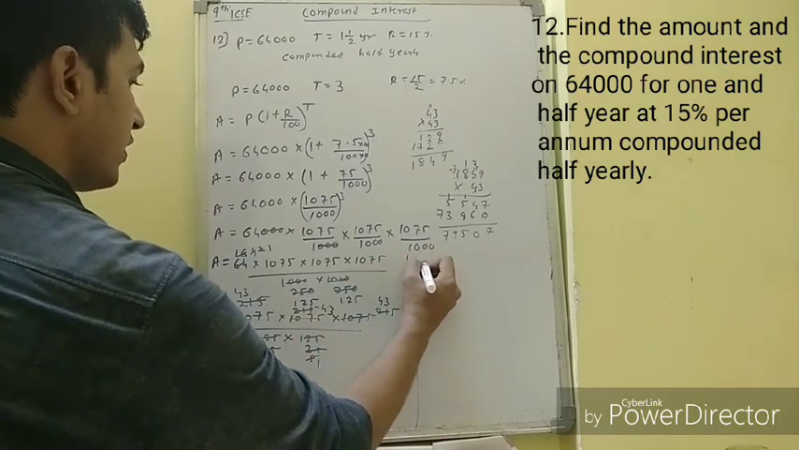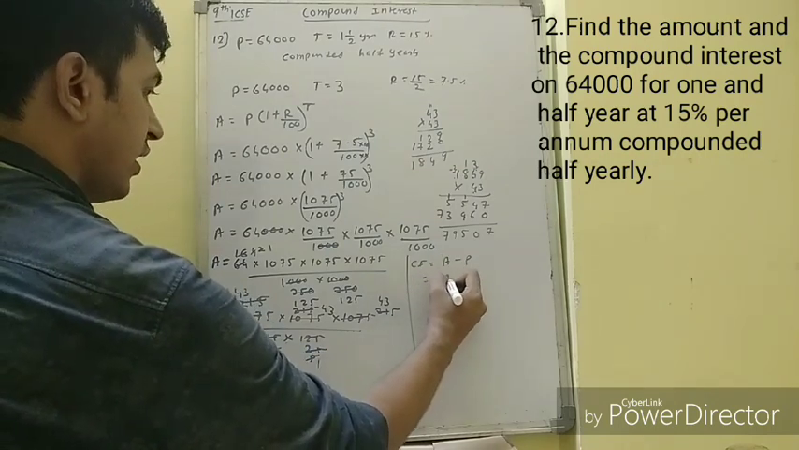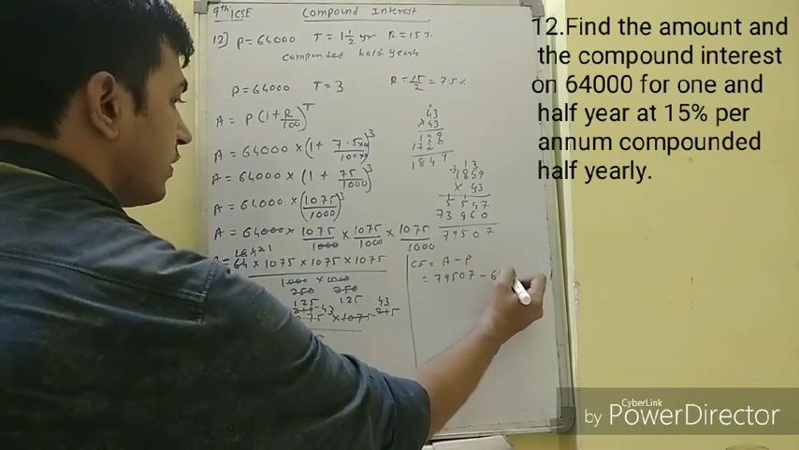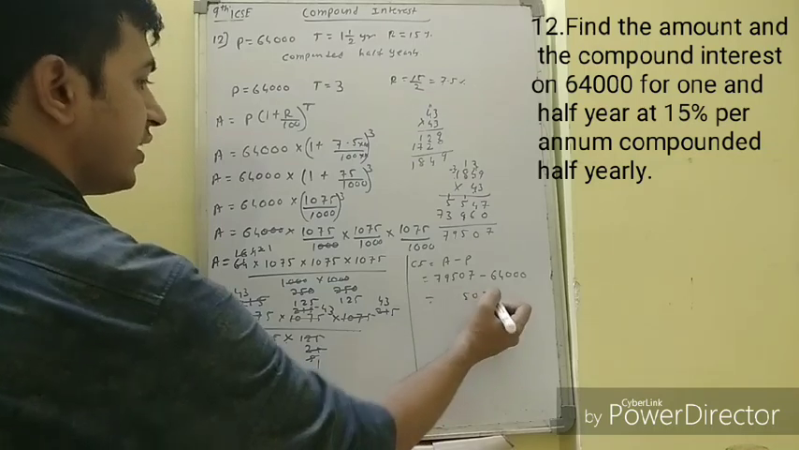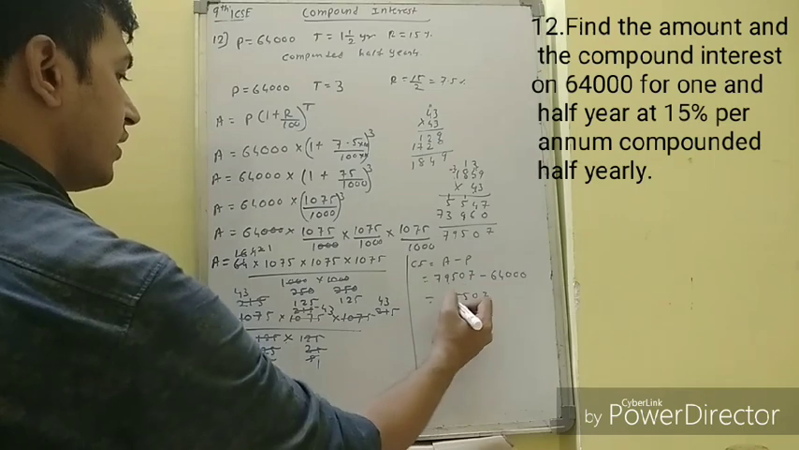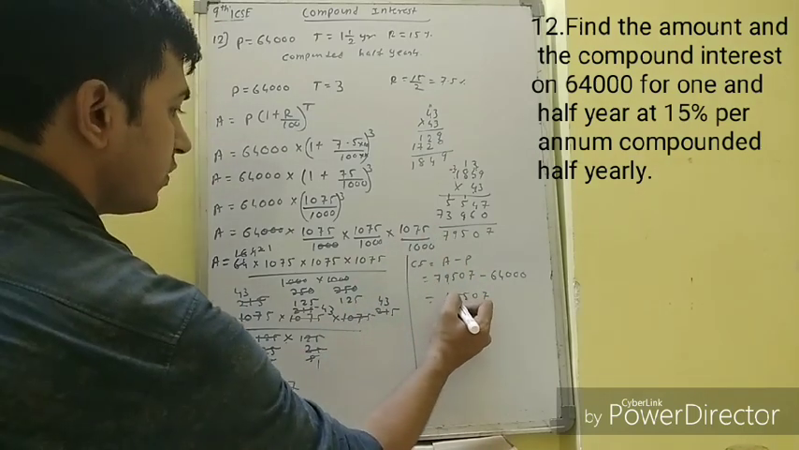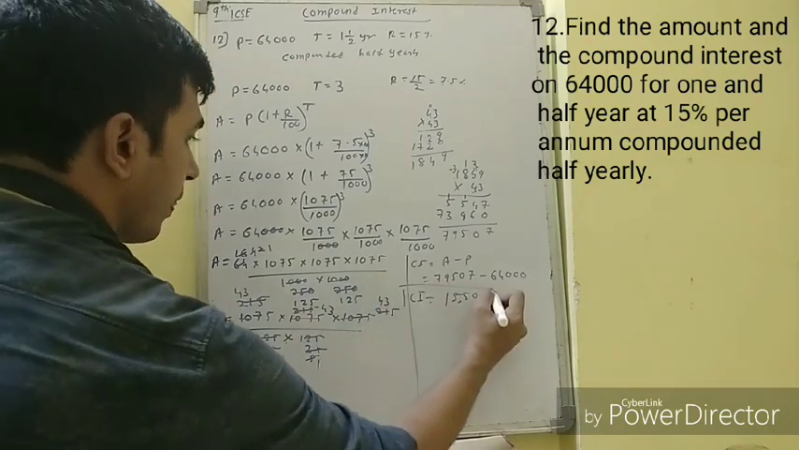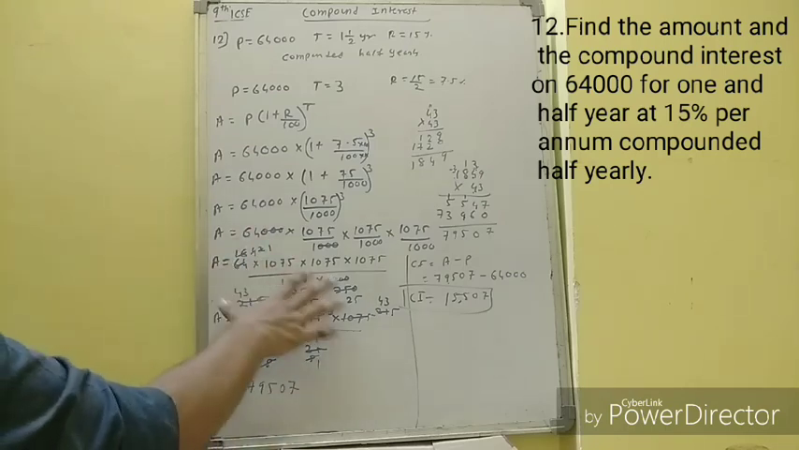So the compound interest is equal to amount minus principal, that is 79507 minus 64,000. So if we cancel 3 zeros, it is 507 at the end. 9 minus 4, it is 5, 7 minus 6, it is 1. So 15,507 is the compound interest. Okay, 15,000, let me have 507. So it is all about the calculation.